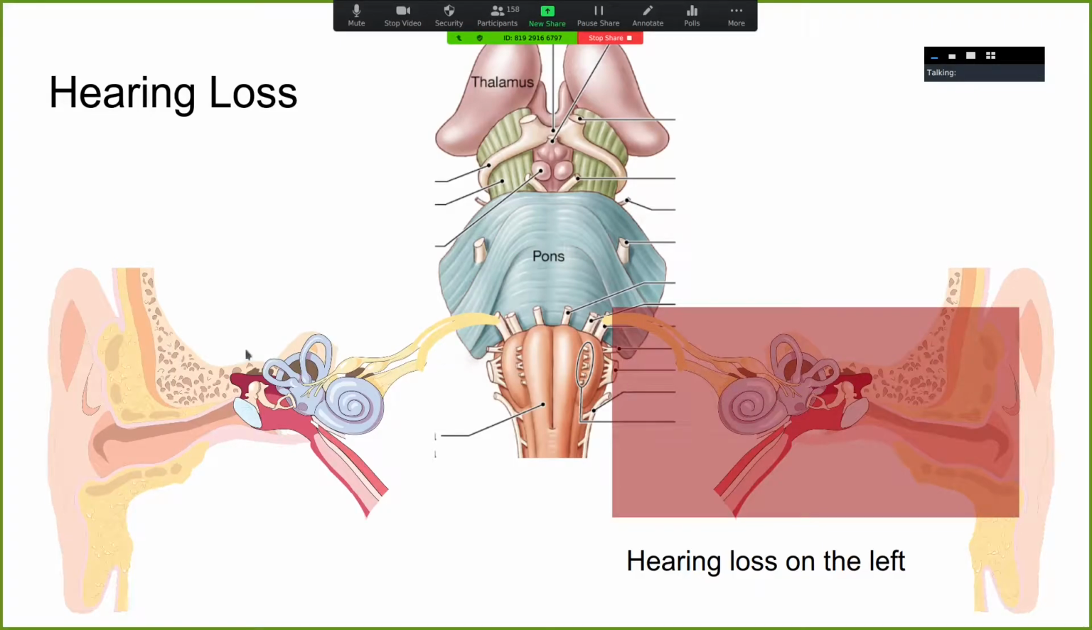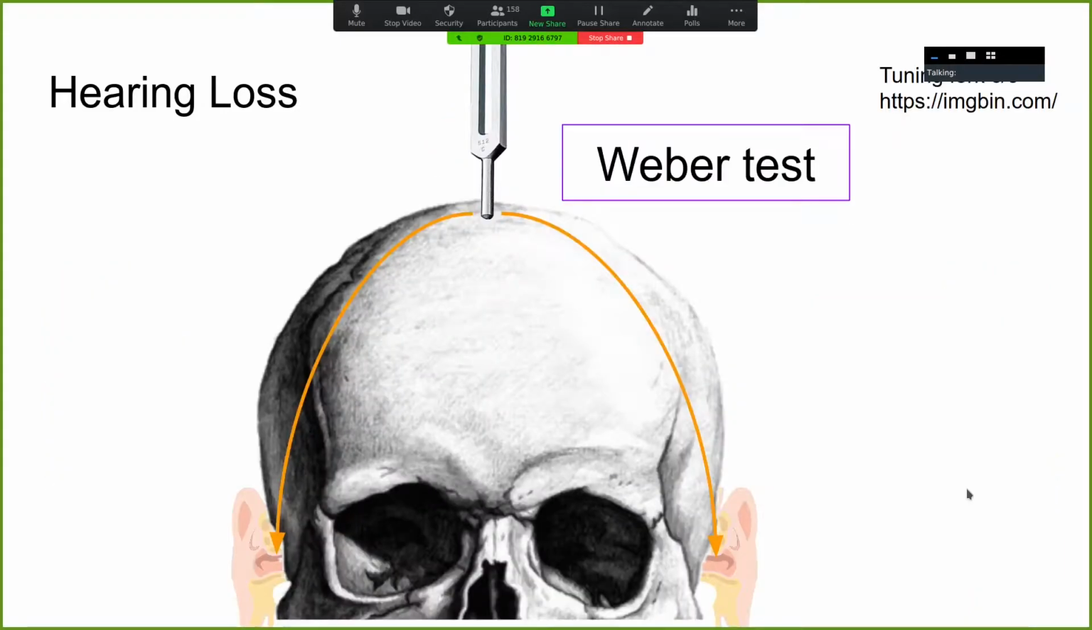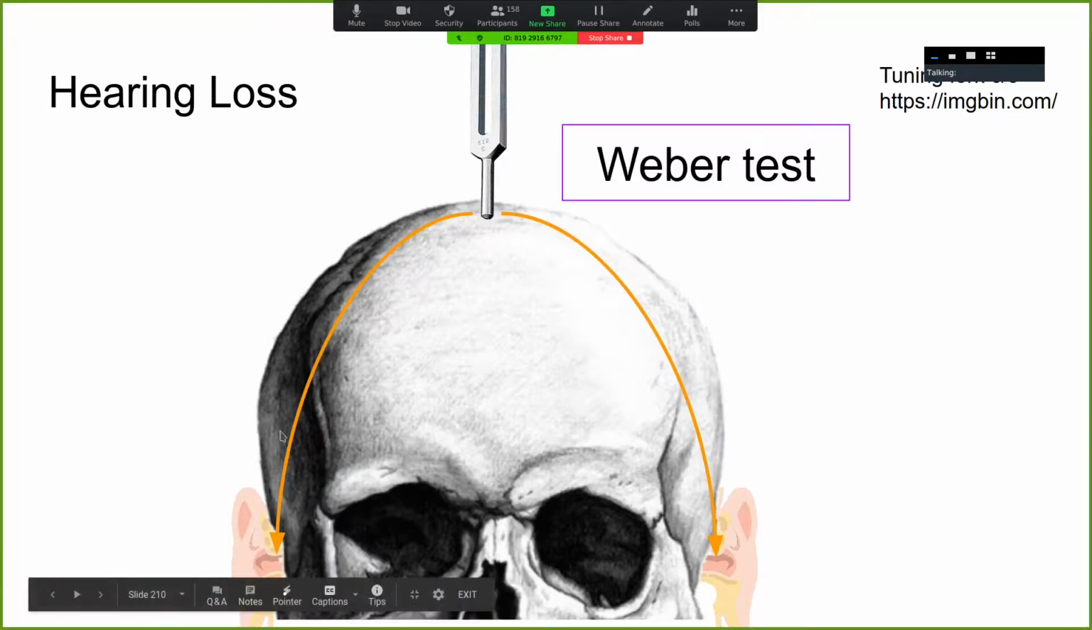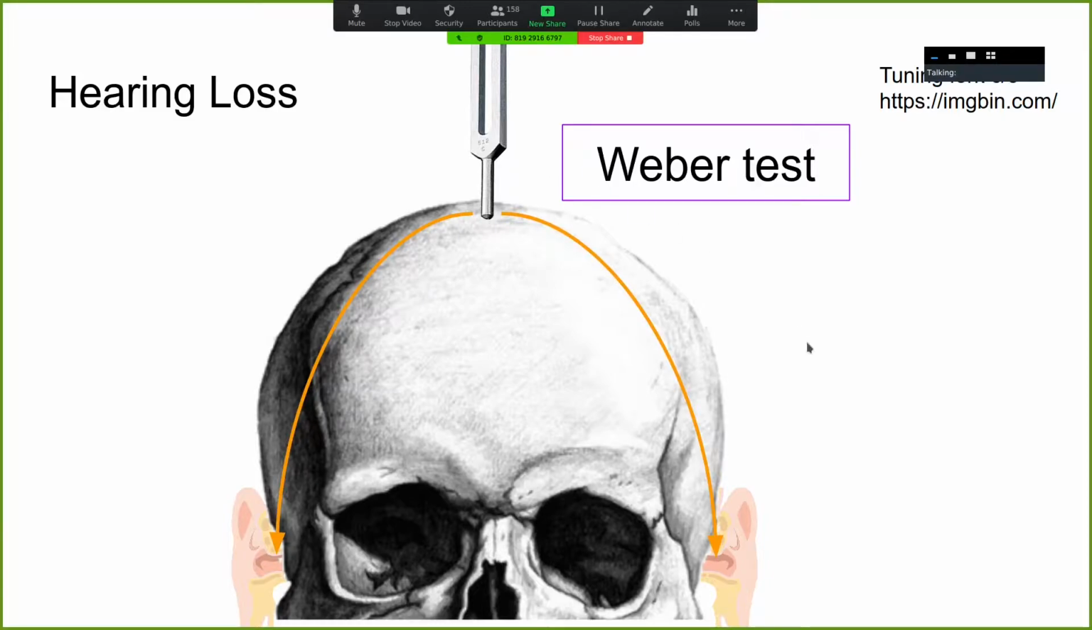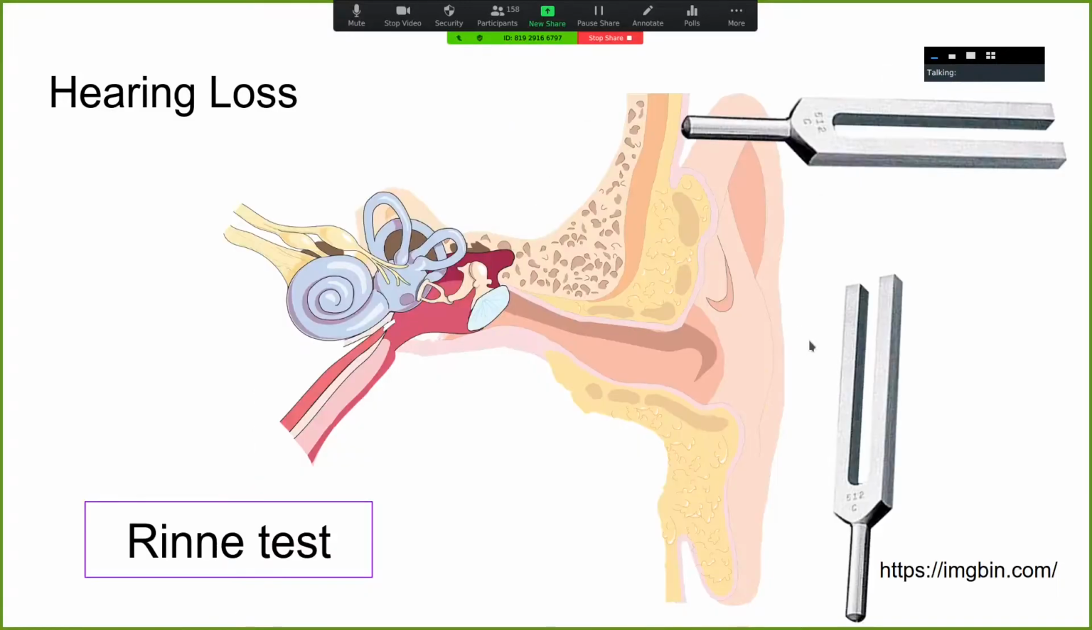Itself, or it could be in the apparatus of the ear here, meaning a conductive type of hearing loss. So for example, you have a hearing loss here on the left side. You test first using the Weber test to check if the vibration sound travels to both ears, which is normal. So if it travels to both ears, it means the Weber is midline. That's the result, if it's a normal one.